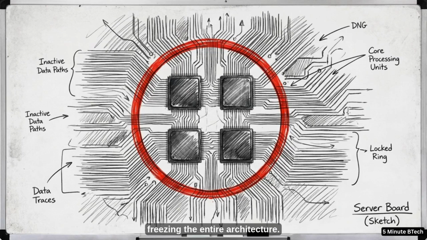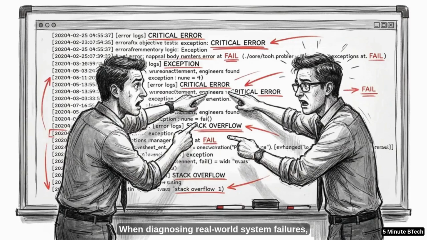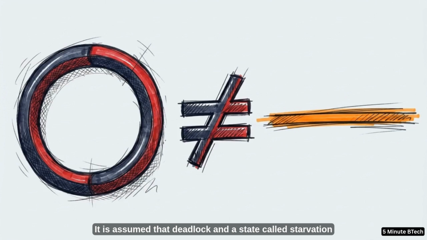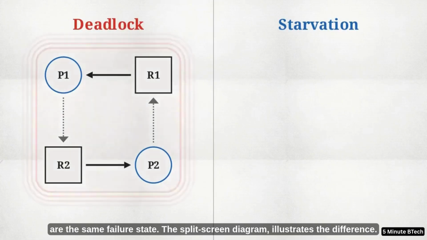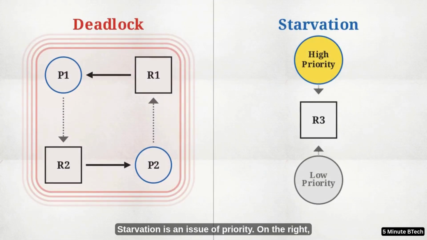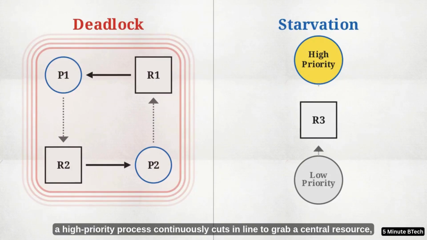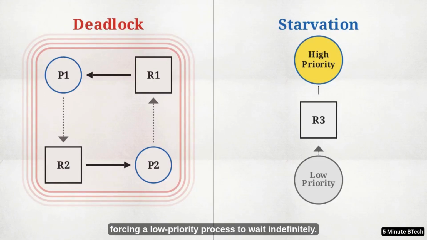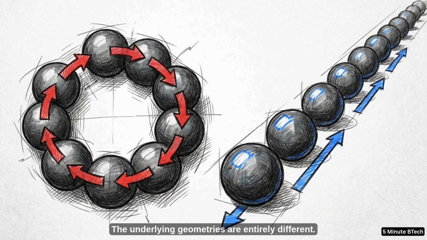When diagnosing real-world system failures, software engineers often conflate two distinct problems. It is assumed that deadlock and a state called starvation are the same failure state. This split-screen diagram illustrates the difference. Starvation is an issue of priority. On the right, a high-priority process continuously cuts in line to grab a central resource, forcing a low-priority process to wait indefinitely. The underlying geometries are entirely different.